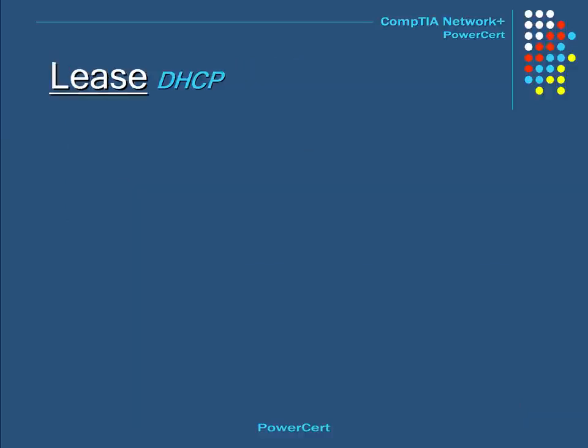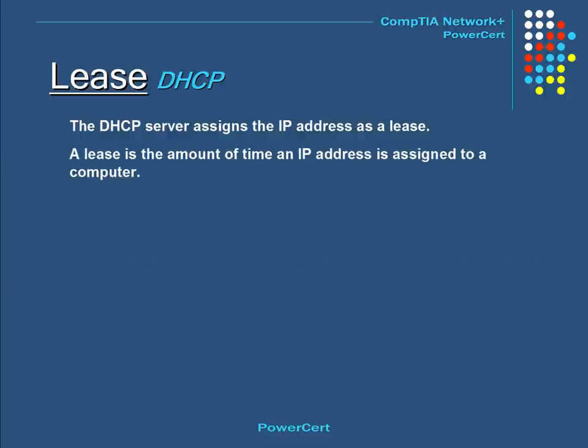When computers obtain an IP address from a DHCP server, the DHCP server assigns the IP address as a lease. So the computer doesn't actually own the IP address. It's actually a lease, and a lease is the amount of time an IP address is assigned to a computer. The lease duration could be a day or more, depending upon the lease settings of a DHCP server.